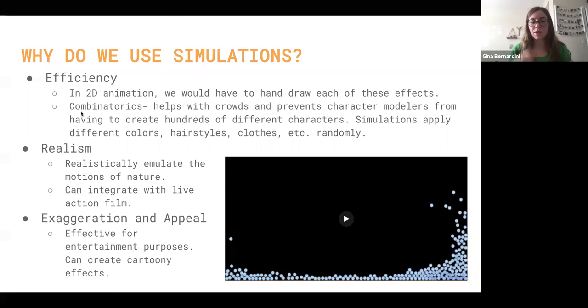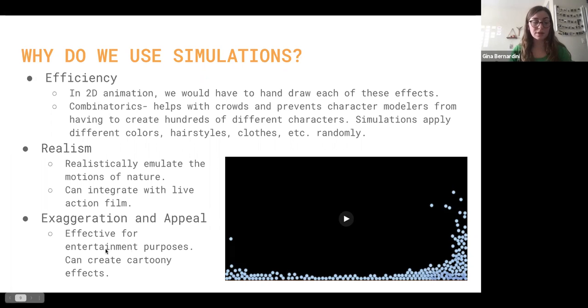Realism is another big one, especially when integrating with live action film. In this case, you're going to use the attributes of our physics, of our gravity, so that these simulations blend in with our real life. It's difficult to do this by hand, so this is the best way to get a realistic simulation that emulates the motions of nature. I'll show this little simulation in a second to express how particles can move.